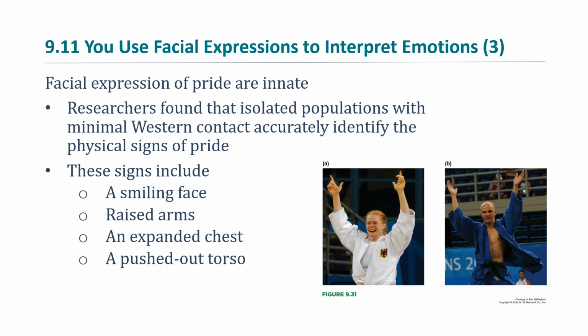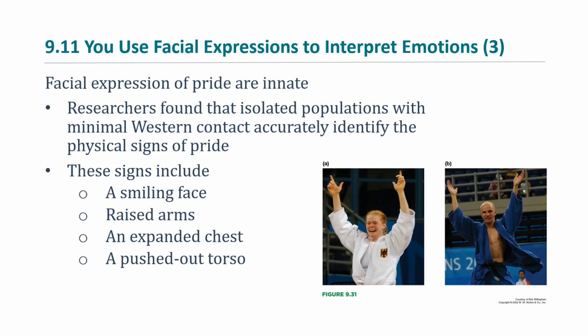The expression of pride, once again, the physical signs, as I started to read here, are a smiling face, raised arms, an expanded chest, and a pushed out torso. In the pictures shown here, these are two judo athletes in separate matches, showing their response to victory. The one on the left is a sighted athlete, and the one on the right is an athlete who was born blind. And they both expressed their pride through similar behaviors.